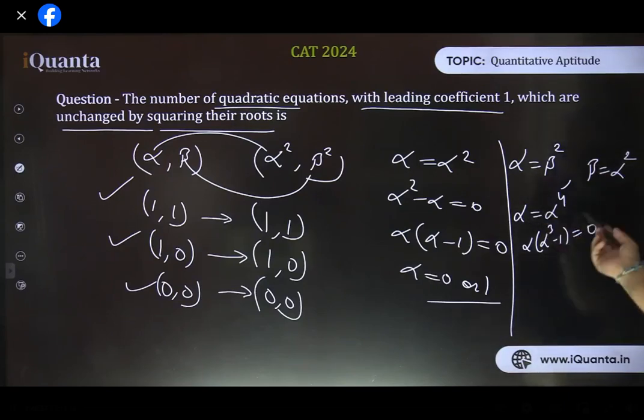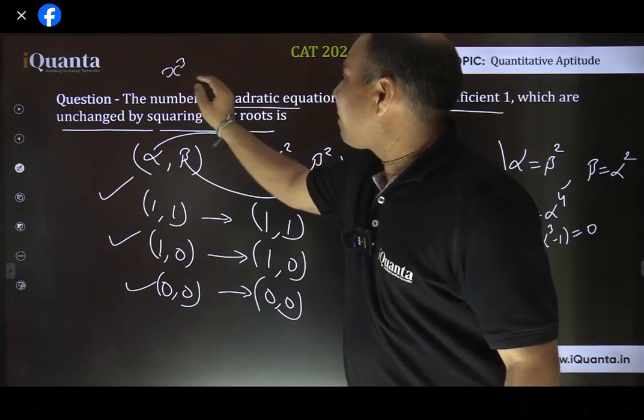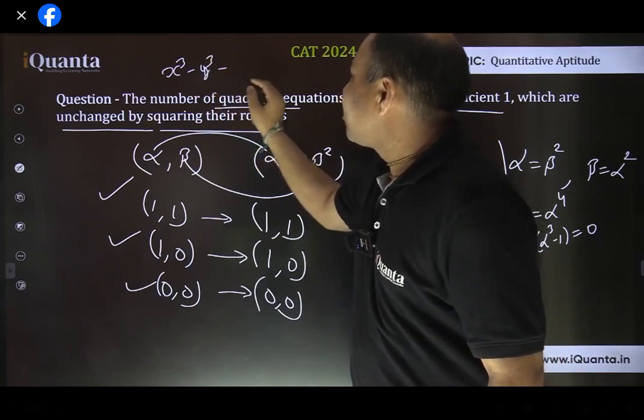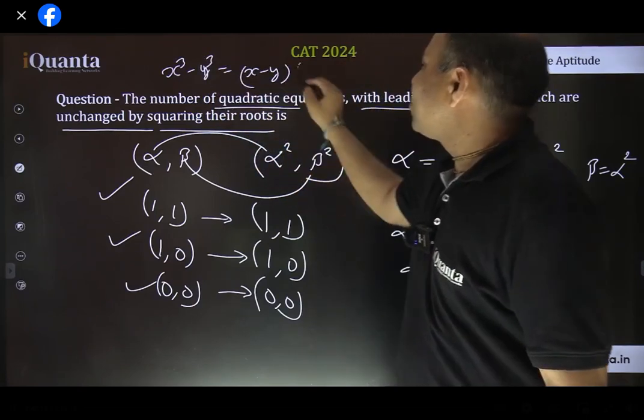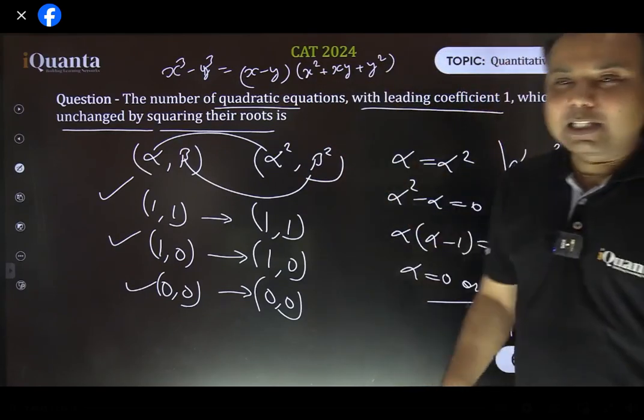So it is alpha 4 minus alpha equals 0. Taking alpha common, it is alpha times alpha cube minus 1. Now, alpha cube minus 1 can be factorized. This is another factorization: x cube minus y cube is equal to x minus y into x square plus xy plus y square. So that algebraic identity we can use here.